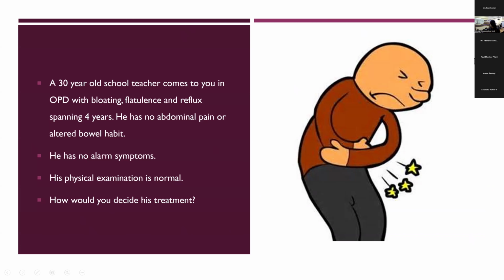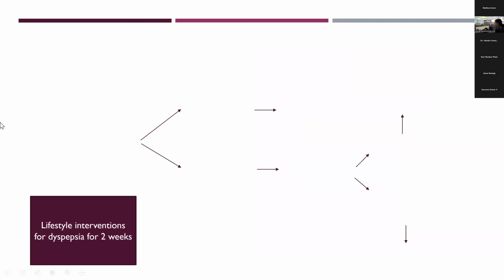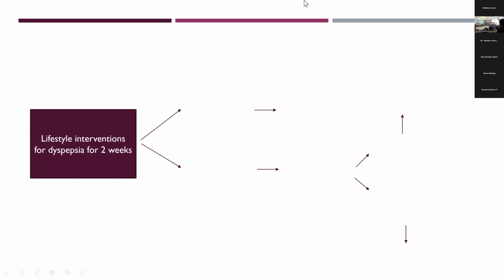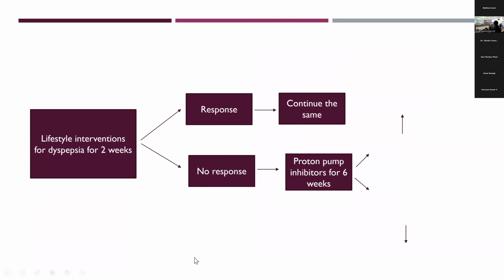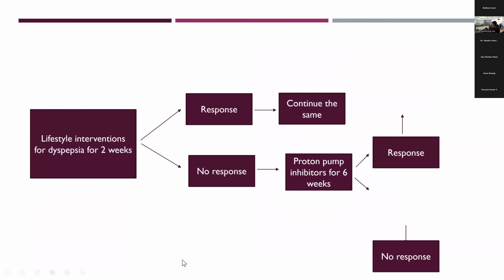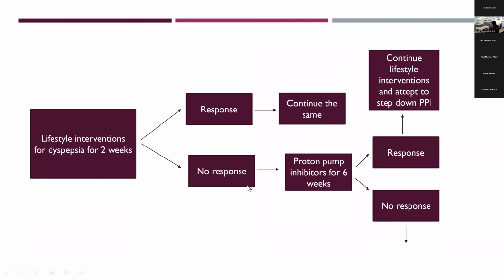So you have a plan at every stage of the patient's clinical scenario. If the patient responds to lifestyle, we will stop there, we will continue lifestyle. If the patient doesn't respond, we will give him PPI. So initially you would give lifestyle interventions. If he responds or doesn't respond, you have a plan for each. If he responds, you would continue the same management. If he doesn't respond, you would give him proton pump inhibitors for 6 weeks. If he responds to that, we will probably continue lifestyle interventions and attempt to step down PPIs. If he doesn't respond to that, then we would probably do a gastroscopy.